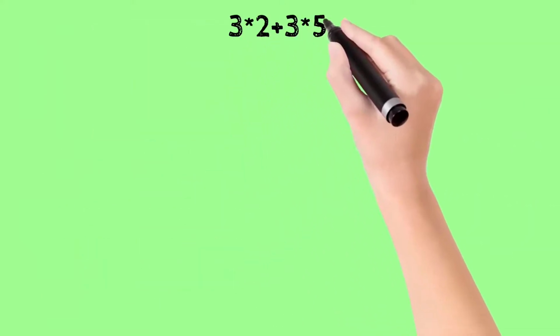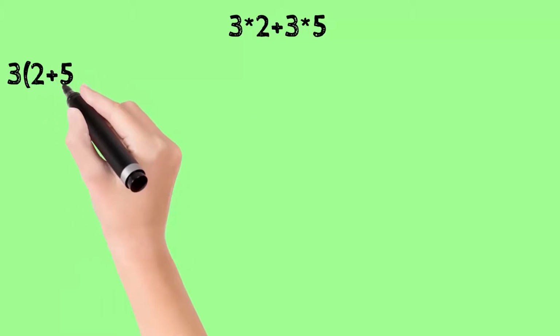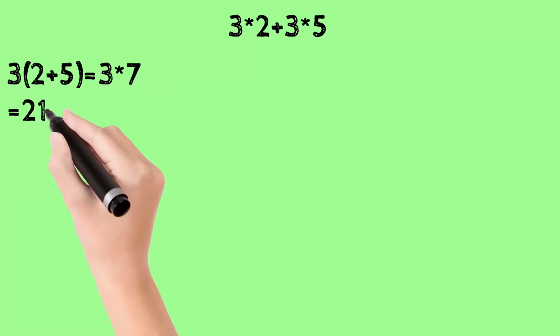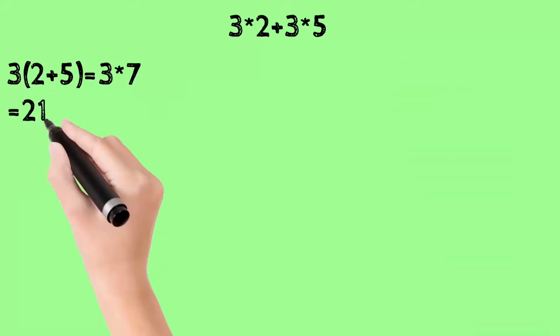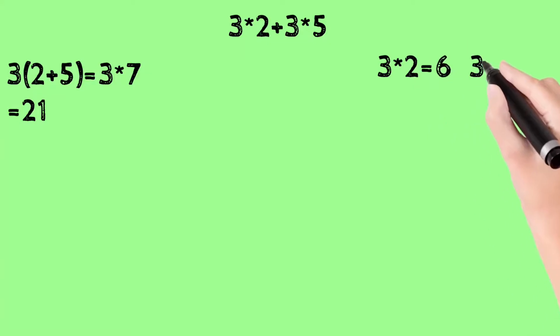Now let us take this example. 3 into 2 plus 3 into 5. 3 is being multiplied with both the numbers. So that can be taken out as common, and 2 plus 5. The operation in between has to remain the same. That is 3 into 2 plus 5, that is 3 into 7 is 21.